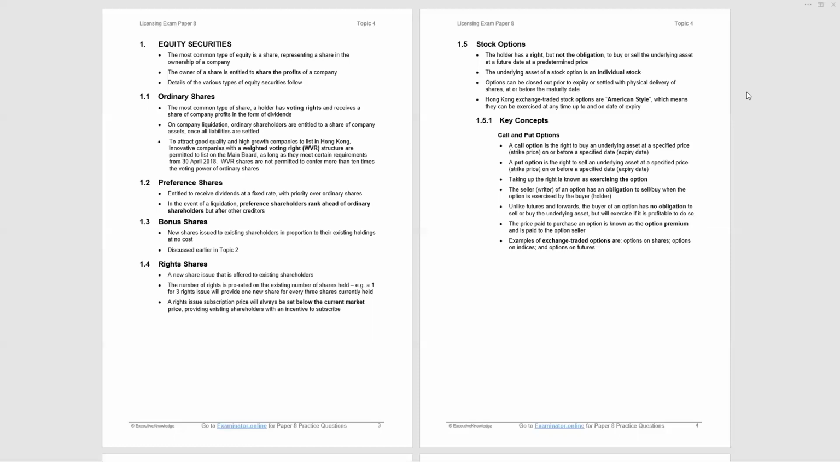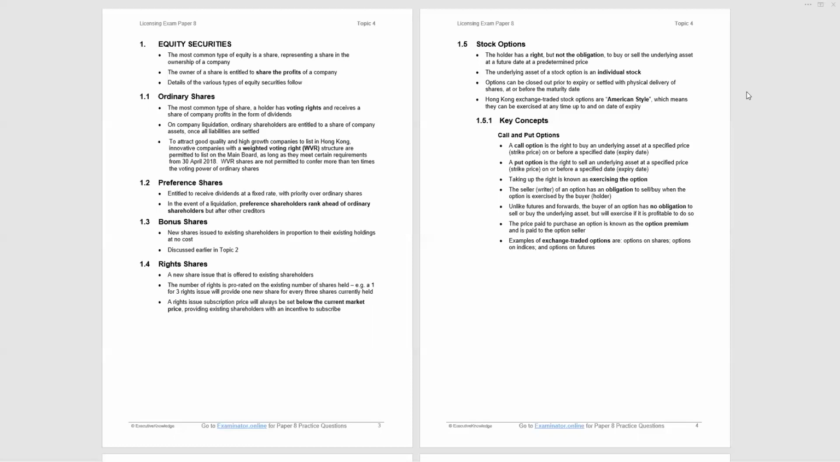on or before the maturity date. Now, the Hong Kong exchange traded stock options are American style. What does that mean? It means that they can be exercised at any time up to and including the date of expiry. European style options can only be exercised on the expiry date. Key concepts of call and put options. A call option, that is the right to buy the underlying asset. A put option is the right to sell the underlying asset.